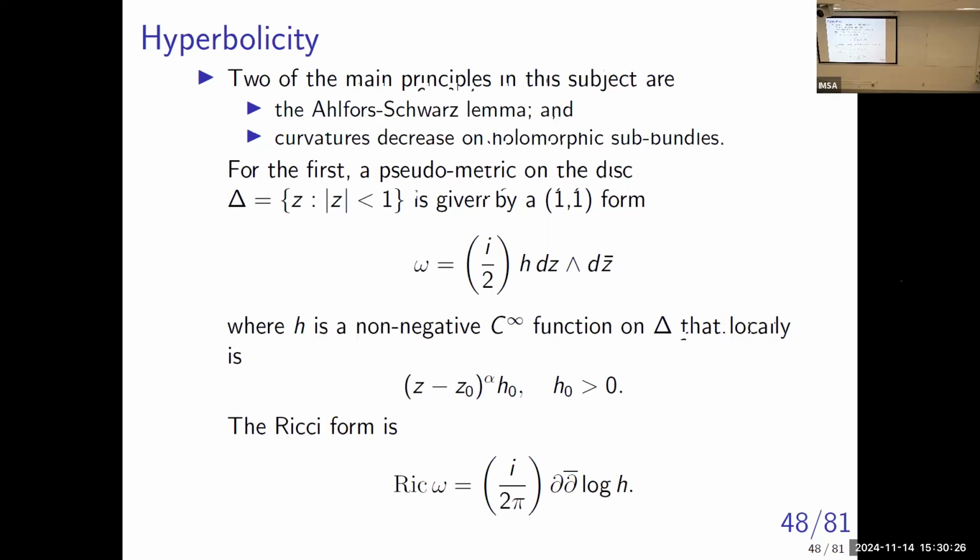So if you remember the Schwarz lemma from one complex variable, it says that if you have a holomorphic map of the disk to itself, so you have an analytic function defined on the disk whose norm is less or equal to 1, and which takes the origin to the origin. So f of 0 is 0, and the norm of f is less or equal to 1.